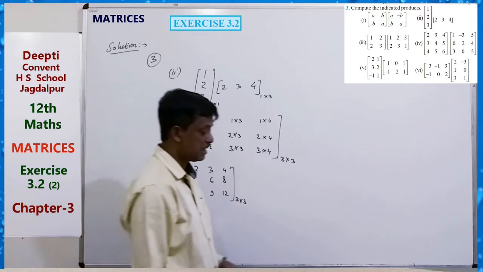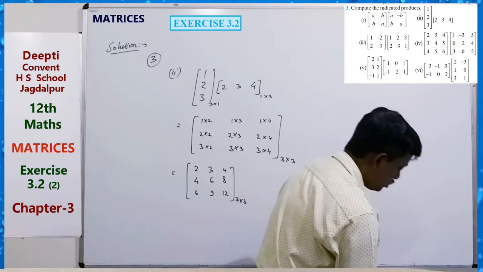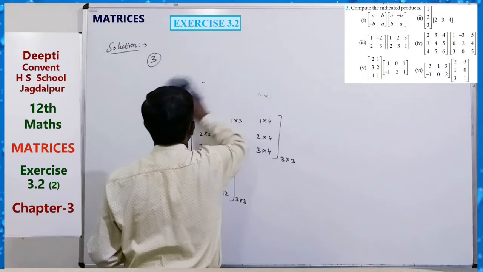Okay. The third question is a 2 by 2 matrix, 1, minus 2, 2, 3. Just see the multiplication.